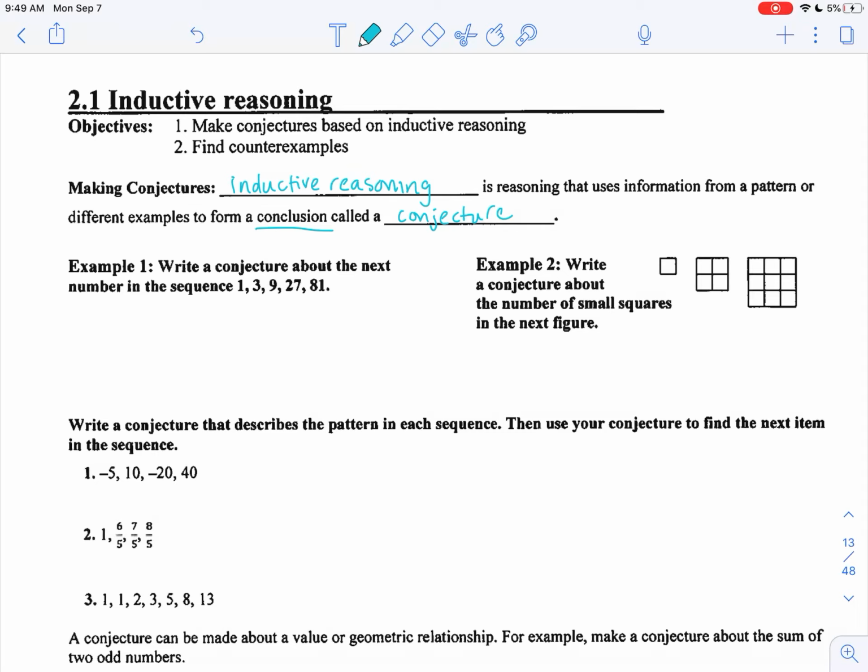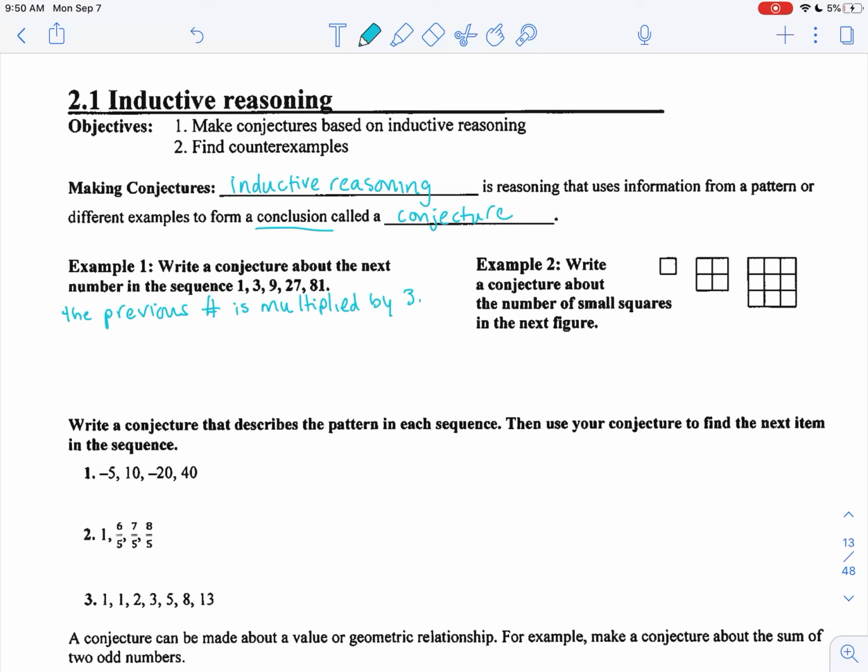In example 1, you're given a sequence of numbers and they want you to make a conjecture as to how to get to the next number. So we see a pattern in which it's 1, 3, 9, 27, 81. We've seen these types of questions since grade school. In this case, we would say that our conjecture is that the previous number, that hashtag symbol I'm going to use in this class as number, is being multiplied by 3.